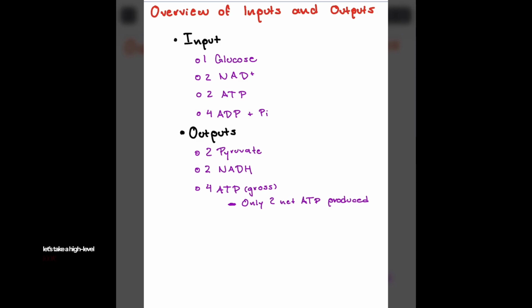Now, let's take a high-level look at what goes in and what comes out of glycolysis. Here are the inputs, and we can see that glycolysis uses one molecule of glucose, two NAD plus molecules, two ATP molecules, and 4 ADP molecules. And for the outputs, we can see that glycolysis generates two pyruvate molecules, two NADH molecules, and a total of 4 ATP molecules. However, it is important to know that glycolysis only makes two net gain ATP molecules, as two of the ATP molecules are used initially in the entire process.